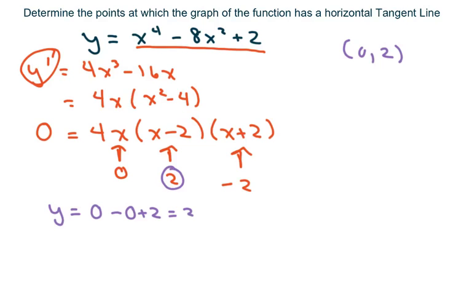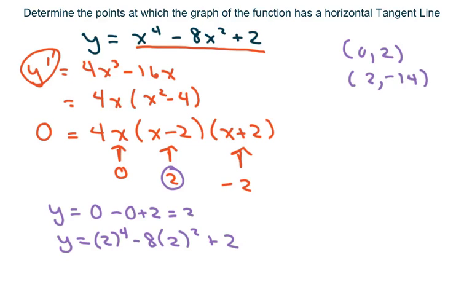If I plug in 2, I get y equals 2 to the 4th minus 8 times 2 squared plus 2. So at 2, we are at negative 14. And then if you plug in negative 2, since these are to the 4th and squared, we get the same negative 14, because you're squaring out the negative. Okay, and that's basically all you have to do. I have a few more problems.